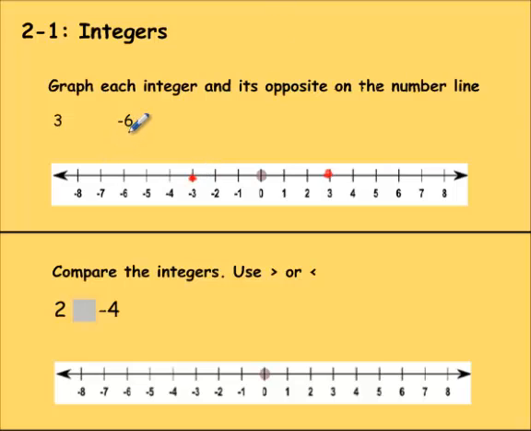Here I have negative 6. So what I'm going to do is graph negative 6 on the number line. That's 6 to the left of the 0. Now I'm going to do 6 to the right of the 0, which would be positive 6 on the number line.